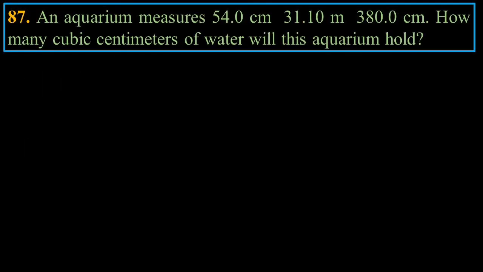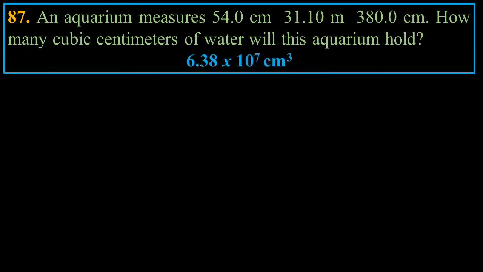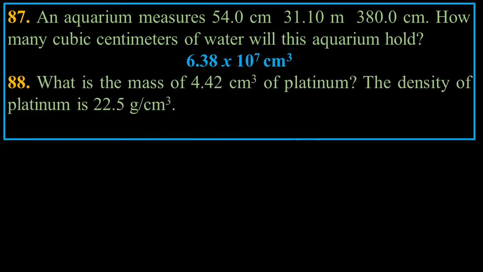An aquarium measures 54 by 31 by 380 centimeters. How many cubic centimeters of water will this aquarium hold? This is a little bit of a review from the last chapter. You do your dimensional analysis and add everything up, and you get 6.38 times 10 to the 7th cubic centimeters.